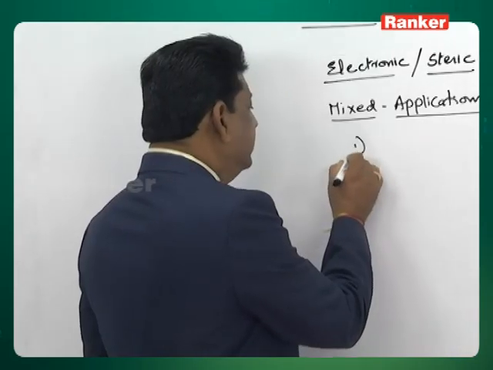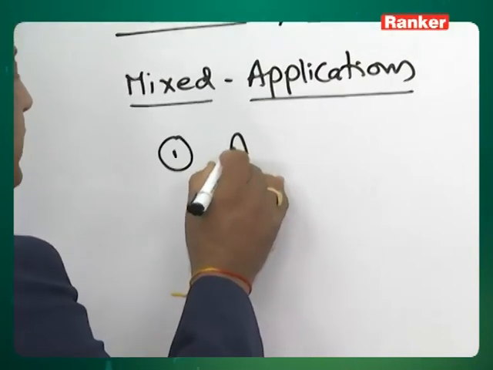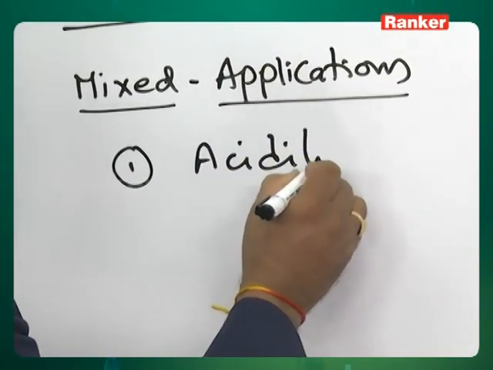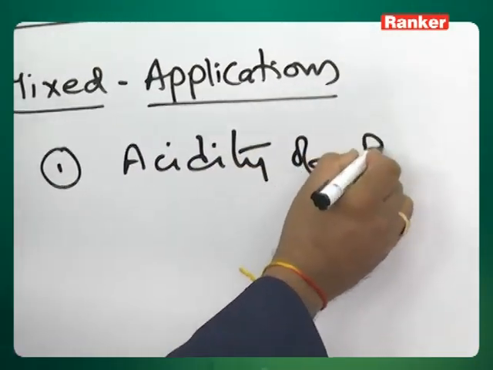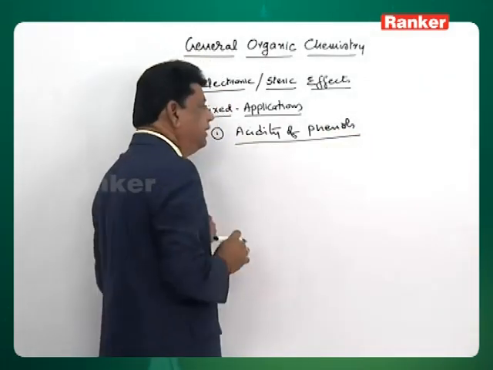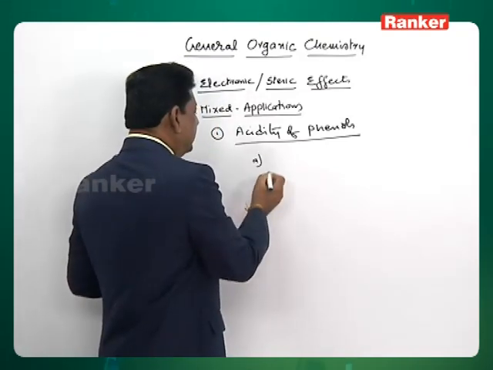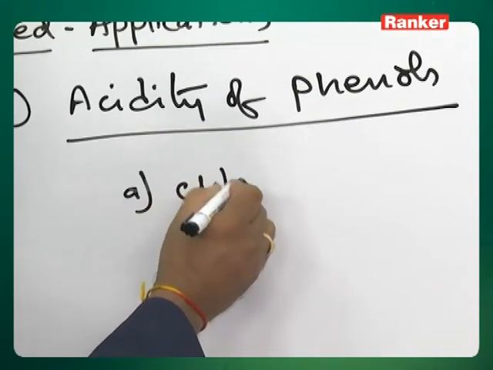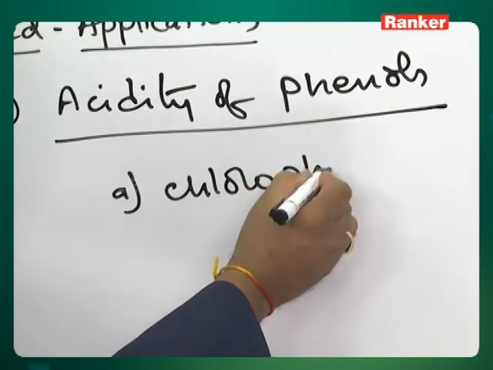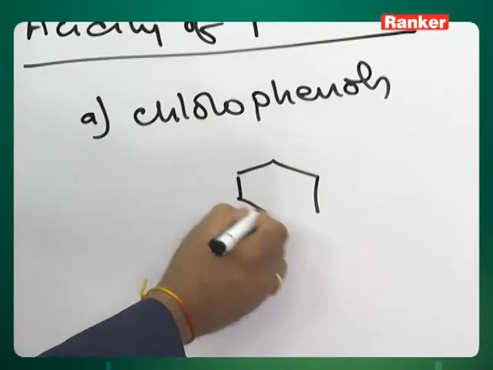One such example is the acidity of phenols. We have 3 different examples under this category. The first example, let us take chlorophenols. We have 4 such phenols.